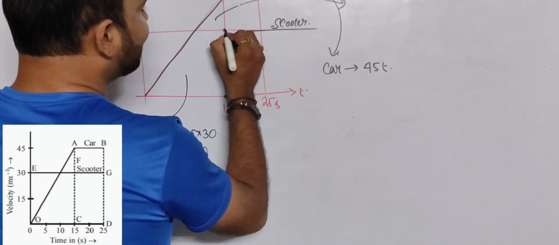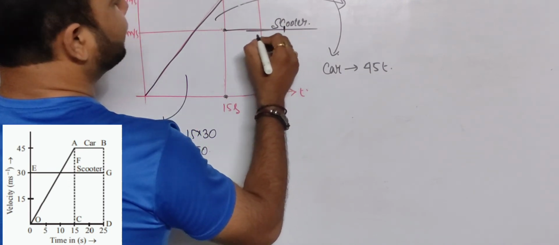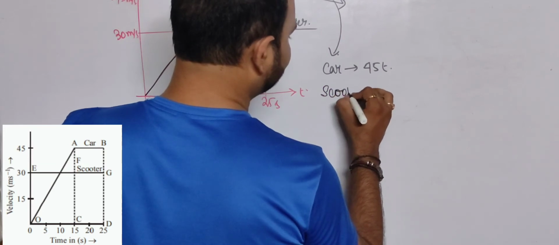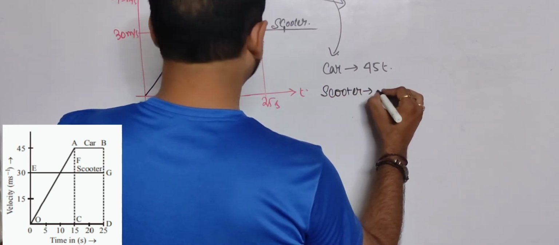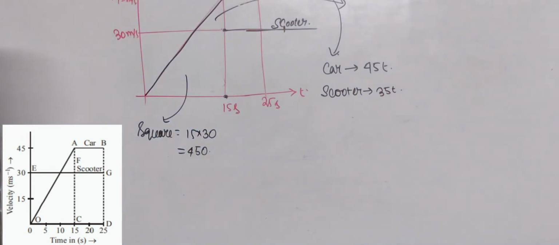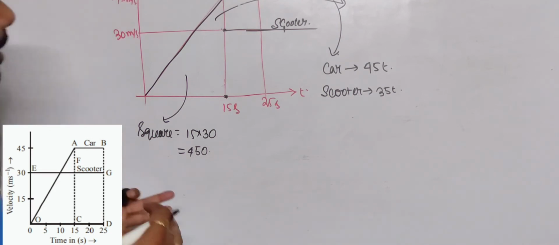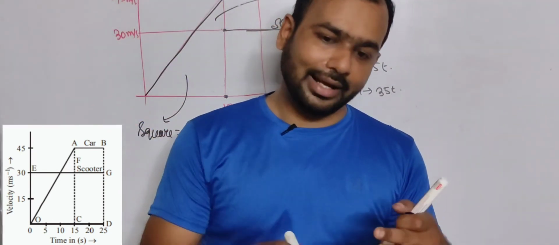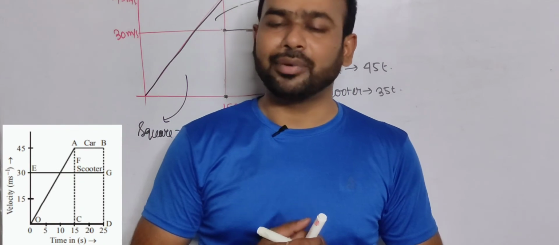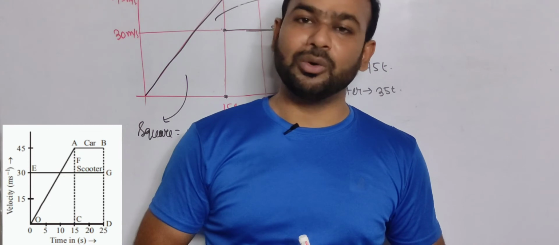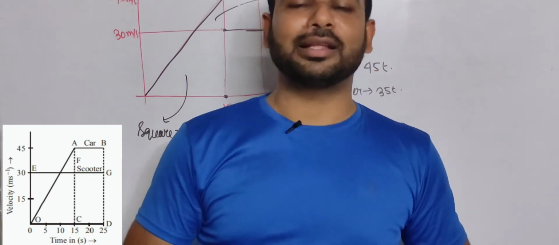So after 15 seconds, the distance covered by the scooter is 35t. Okay. When the car overtakes the scooter, what will happen? The distance covered by the car will be greater than or equal to the distance covered by the scooter.